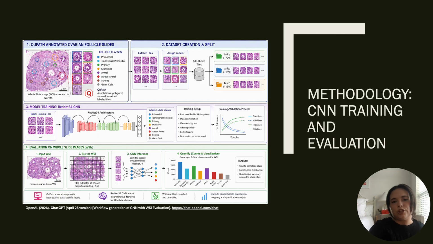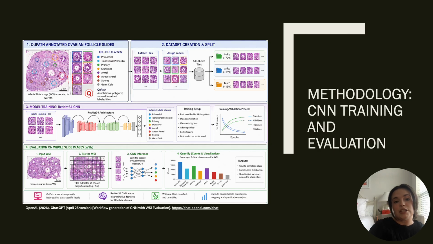To design our machine learning pipeline, we implemented a ResNet34 convolutional neural network to analyze our naked mole rat ovarian histology slides. First, we used the whole slide images annotated in QuPath to label follicle classes such as primordial, transitional primordial, primary, multilayer, antral, and atretic antral, along with stroma and germ cells. From these annotations, we extracted labeled image tiles.